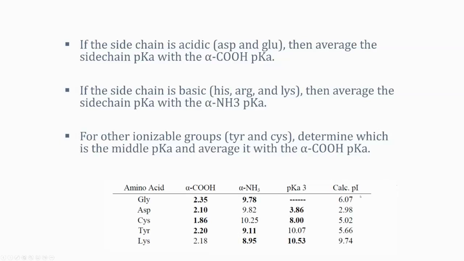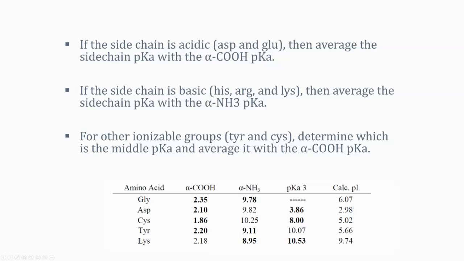So in here, for example, the pI for cysteine: which one is the middle one? The 8.33 is in the middle, between 1.86 and 10.78. Use the 8.33 and average it with the carboxyl group. So it's 1.86 plus 8.18 divided by 2, which is 5.02.